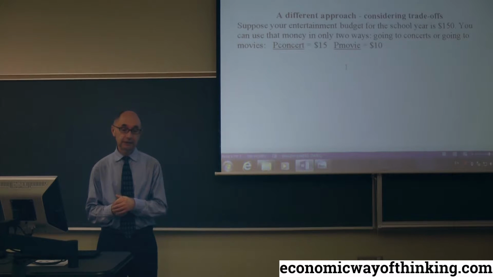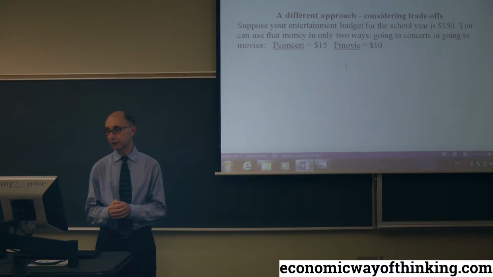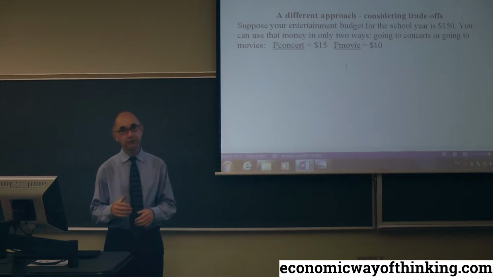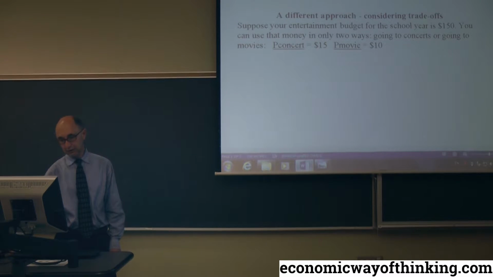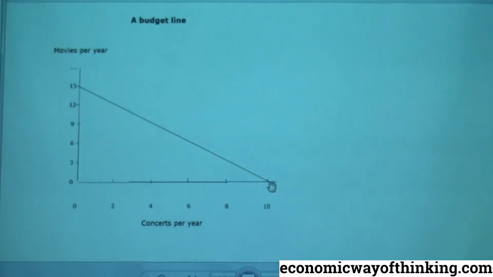So in this way, you could pick up different combinations of prices of concerts and movies that you could afford for your $150. That information is captured on the so-called budget line. As you see over here, if you spend all your money on the concerts, you will get 10 concerts. If you spend your money on the movies, you get 15 movies.